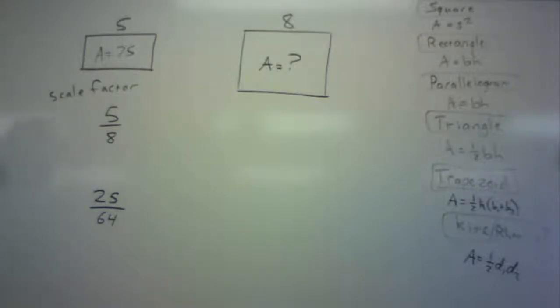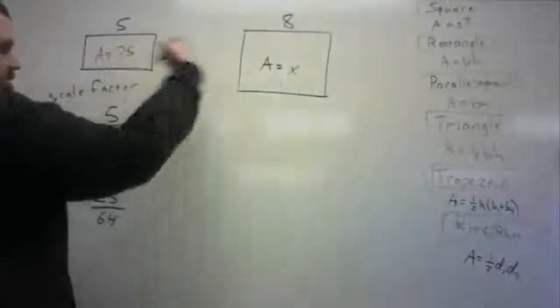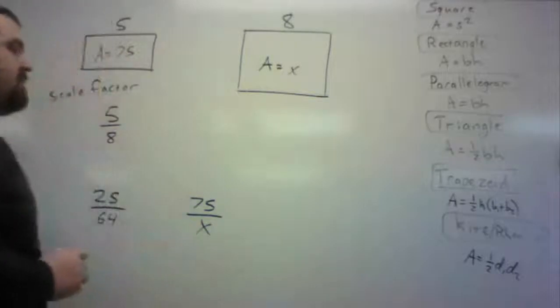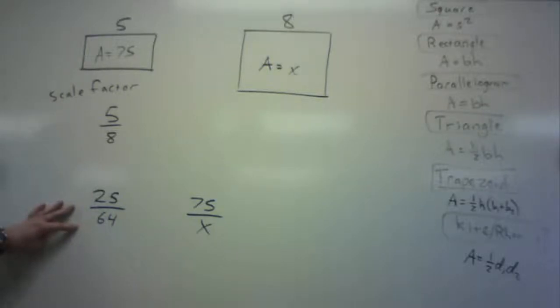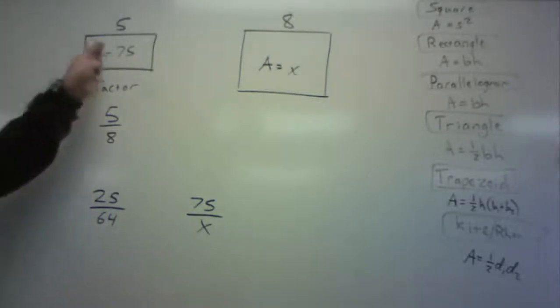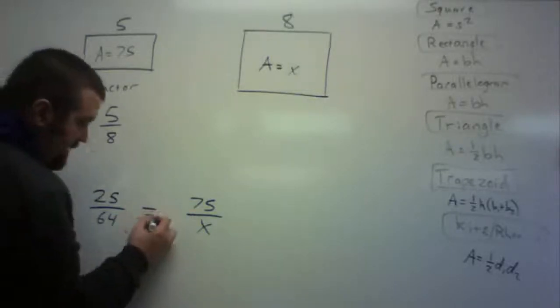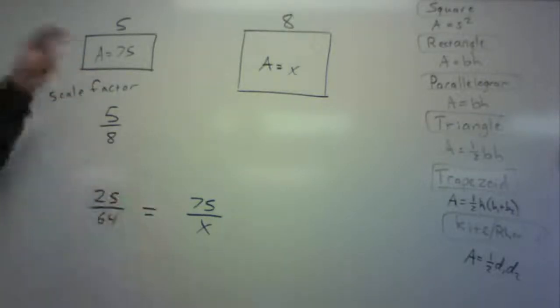If I go over here and call this x, the actual ratio of areas is 75 to x. The ratio of areas according to their side lengths has to be 25 to 64. The actual ratio is 75 to some unknown. Well, these two ratios have to be the same, because this is true because of the side lengths, and this is true because that's its actual areas.